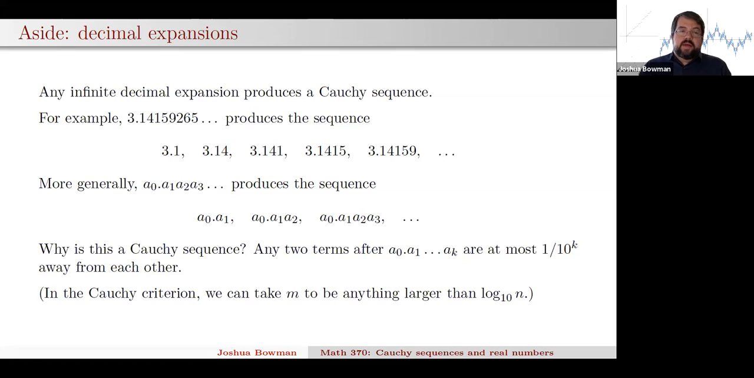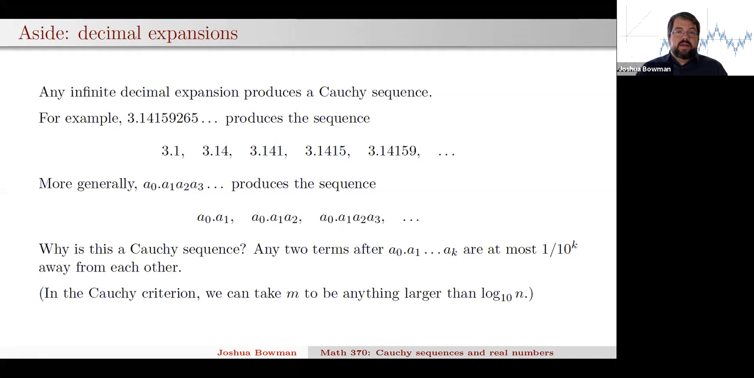Another example is that decimal expansions give us Cauchy sequences, which is good since we often think about real numbers in terms of their decimal expansions. But I'm not at this point saying that every real number has a decimal expansion. We haven't even defined what a real number is yet. But how does this work?